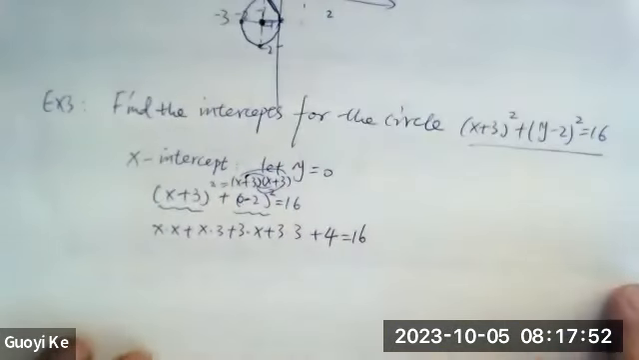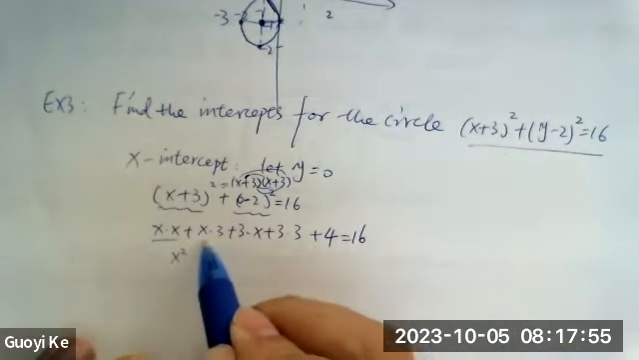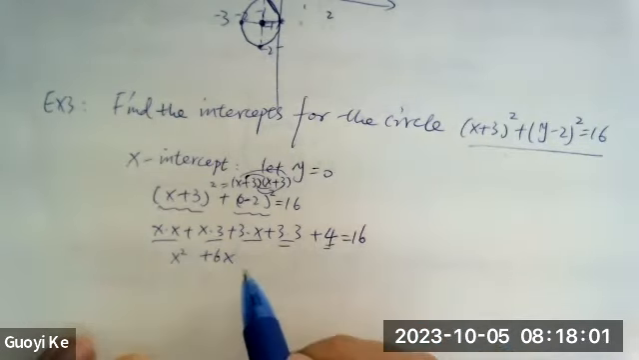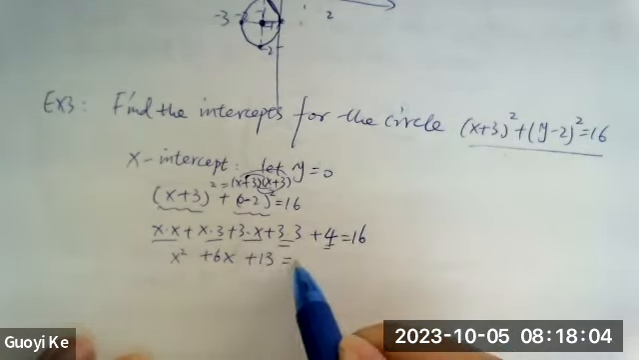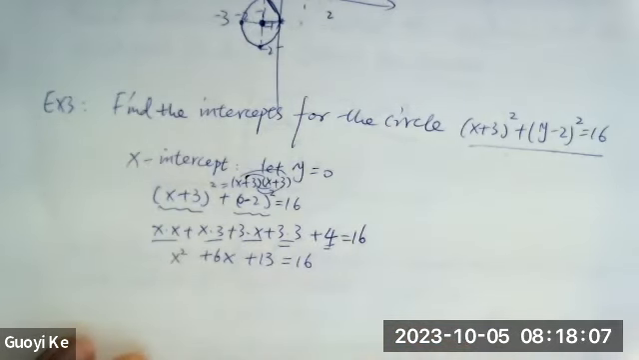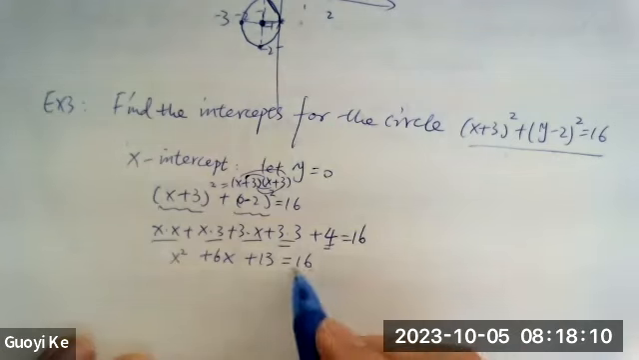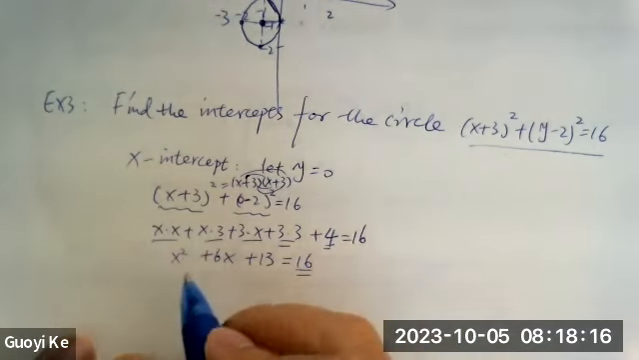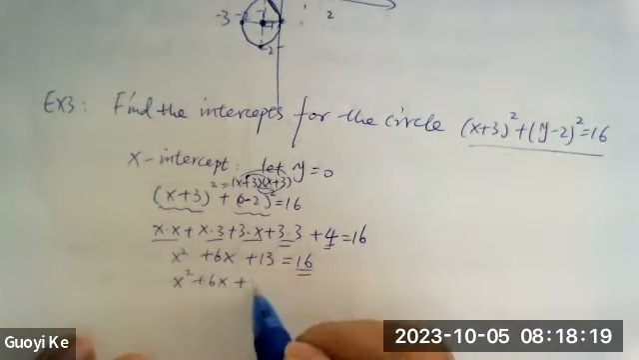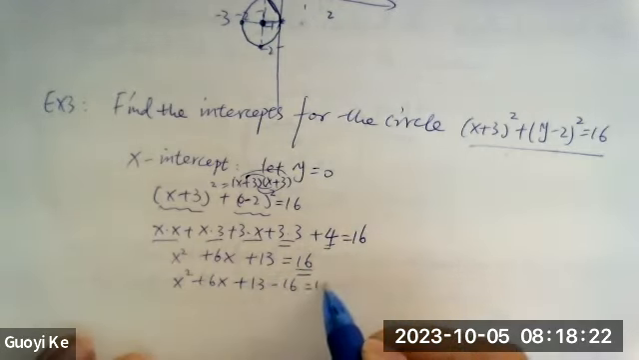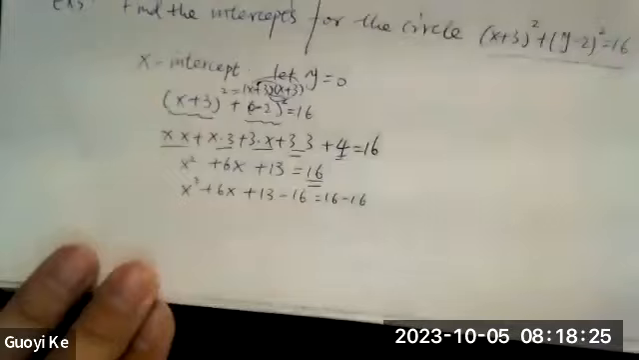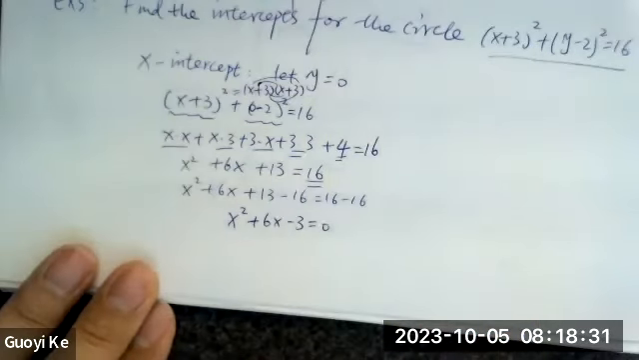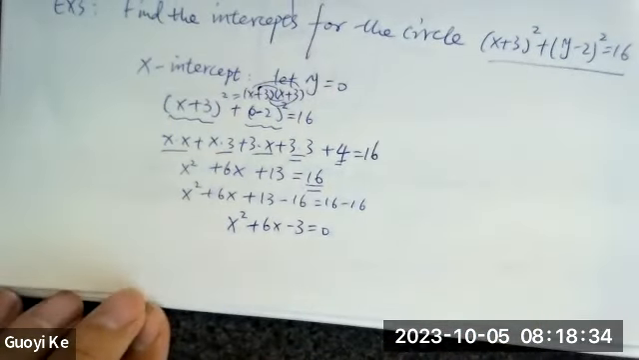Okay, we can simplify it, right? Here, x², 3x, 3x, 6x. Here's a 9, 9 plus 4 is 13, right? And I think the right-hand side is 16. We can subtract 16 from both sides. We're going to get this guy, right? Now we simplify it and we got this one.